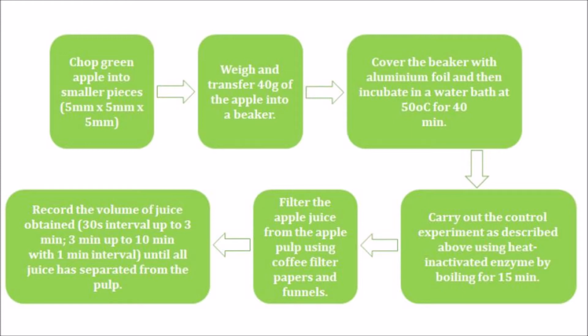The experiment is also carried out as described above using heat-inactivated enzyme, by boiling for 15 minutes. After that, the apple juice is filtered from the apple pulp using coffee filter papers and funnels. The last step is that the volume of the juice obtained is recorded at 30-second intervals up to 3 minutes, then up to 10 minutes with 1 minute intervals, until all the juice has separated from the pulp.